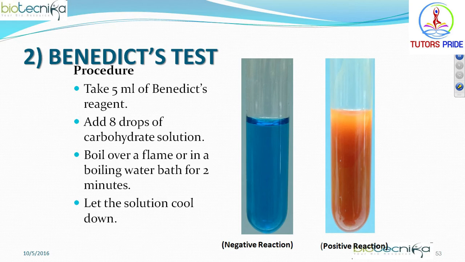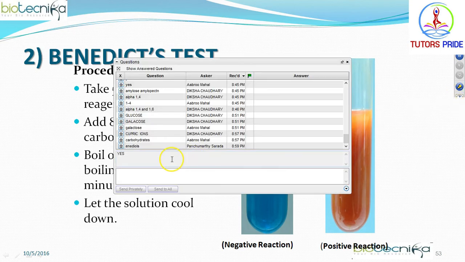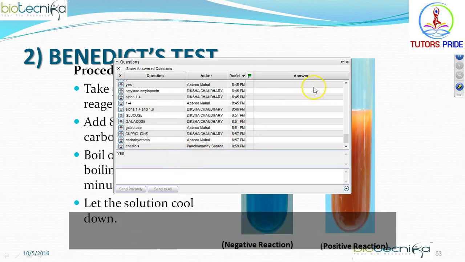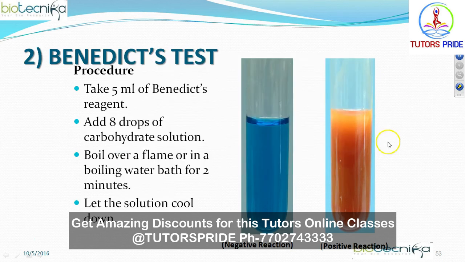Cupric ion will be reduced. Cupric ion is not a reducing agent. Here, which element, which intermediate? Just listen to the question carefully. In Benedict test, which intermediate will act as a reducing agent? Got my point? Which one? Yes, very good. Enediols. Sarda, you are absolutely correct. Enediols. That is a tautomeric form.